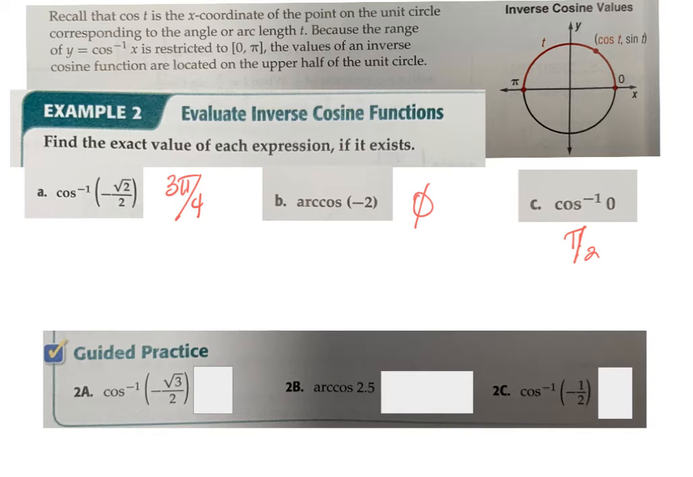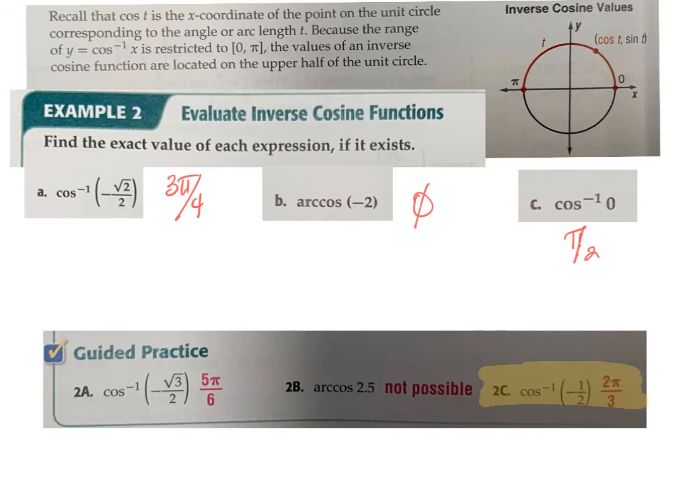All right, so try guided practice 2. The inverse cosine of negative square root of 3 over 2. Should have gotten 5 pi over 6. Arc cosine of 2.5 is not possible. The inverse cosine of negative 1/2 is 2 pi over 3. For cosine.